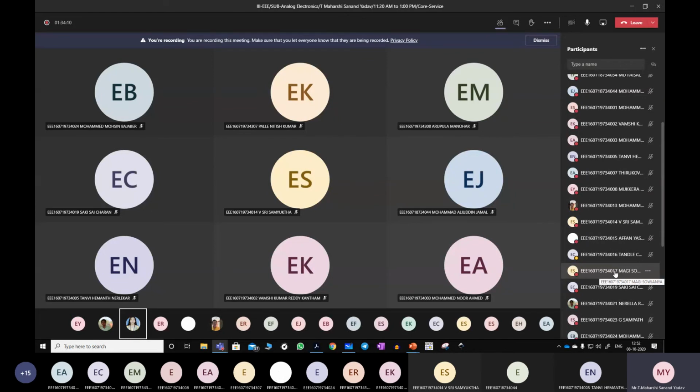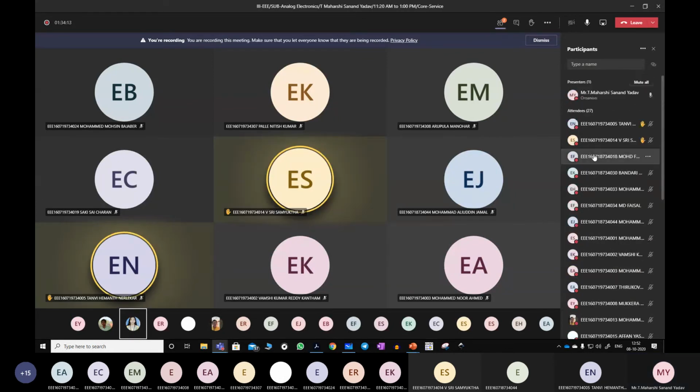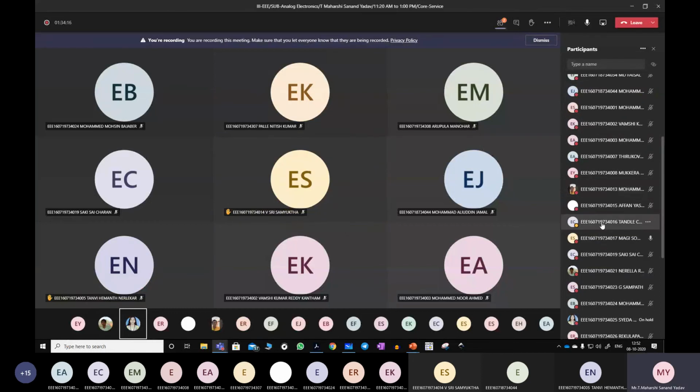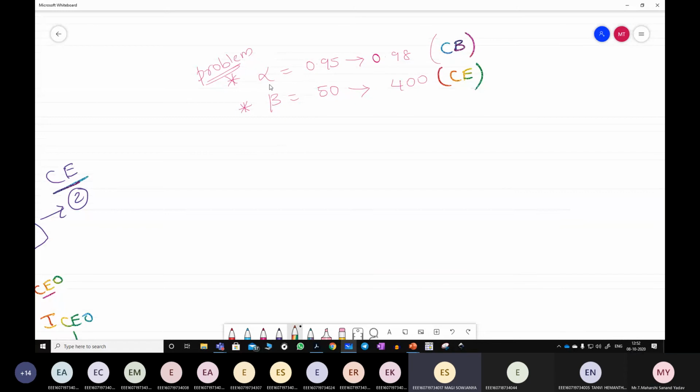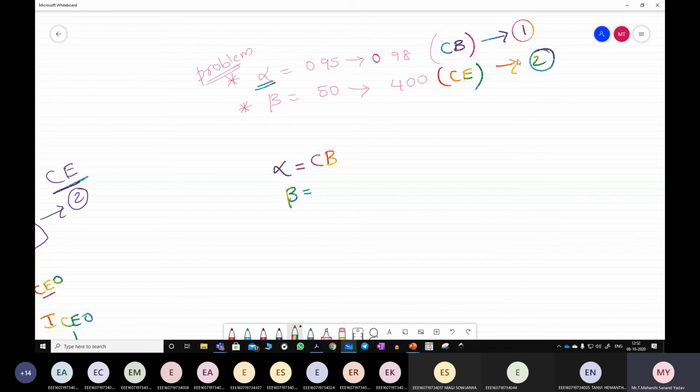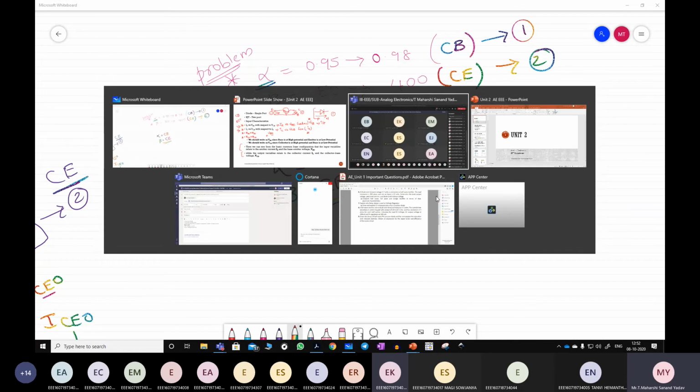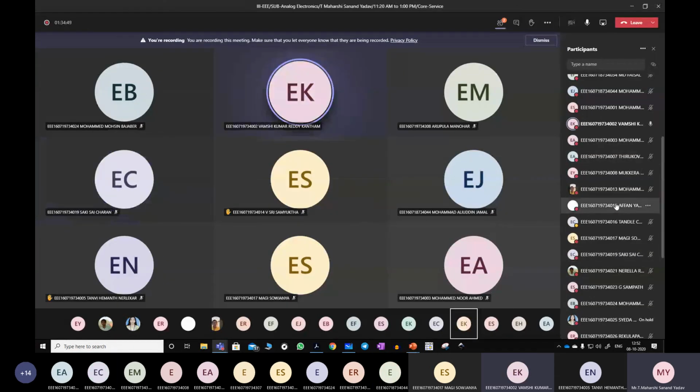Next, roll number 17. Can you answer what is alpha and what is beta? Alpha is the common base configuration amplifier. Okay. Yes, continue. Common base. Next, what about beta? Beta is nothing but common emitter, current transfer. Raise your hand, Saujanya.